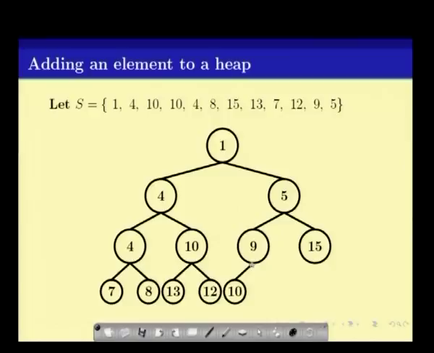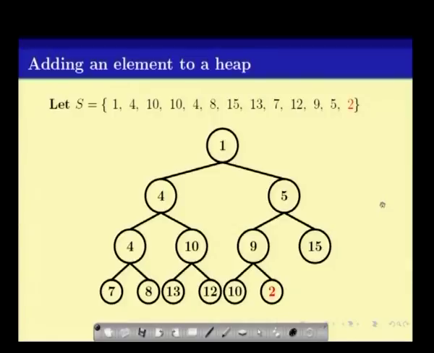So, for example, say here is a set S and here is the heap that represents this set S, and I want to add a new element, say for that matter 2. Now, where do I insert this element 2? The idea is that we just put 2 as the child of whatever node was incomplete. For example, here we make 2 the child of 9.